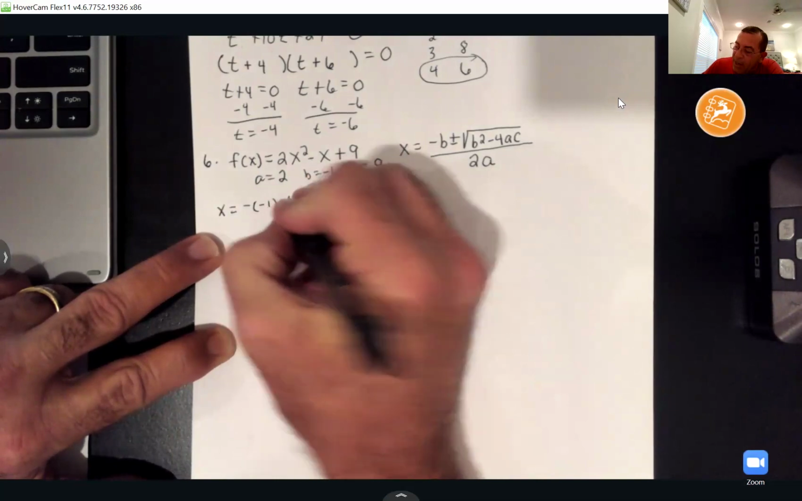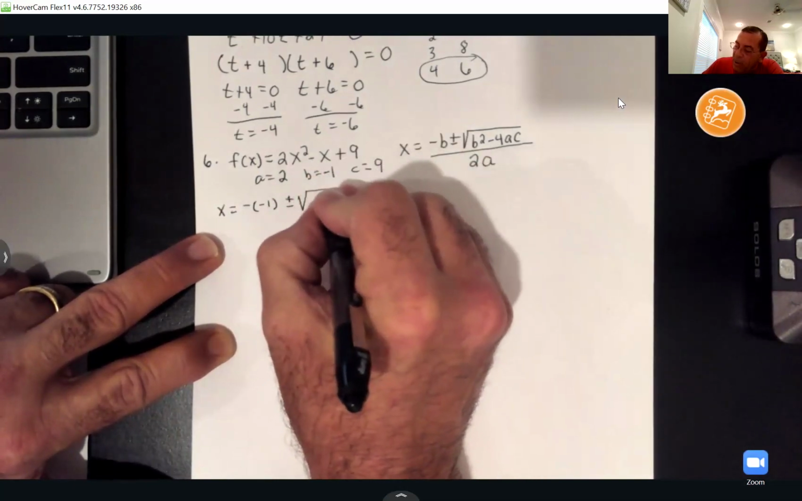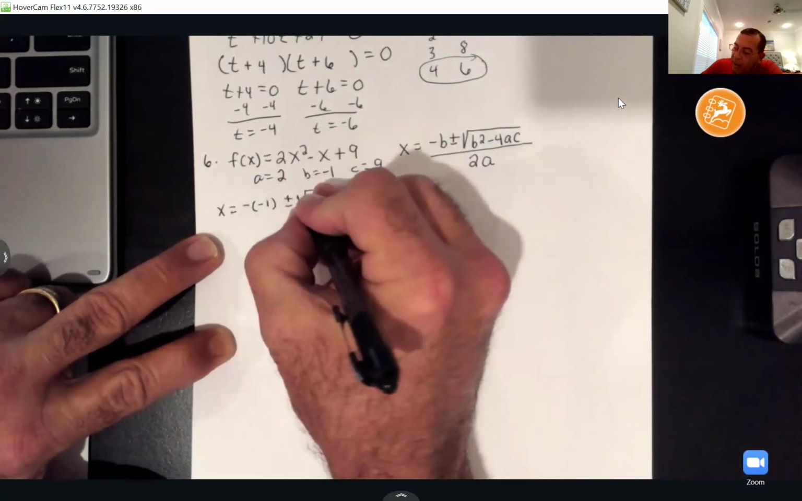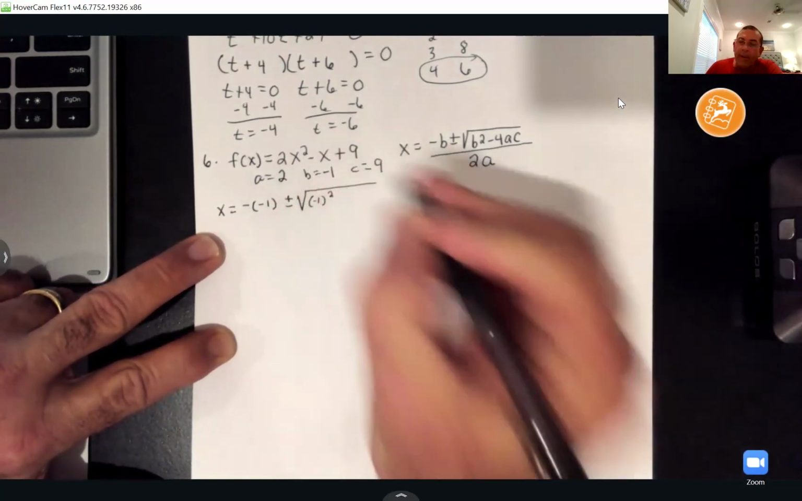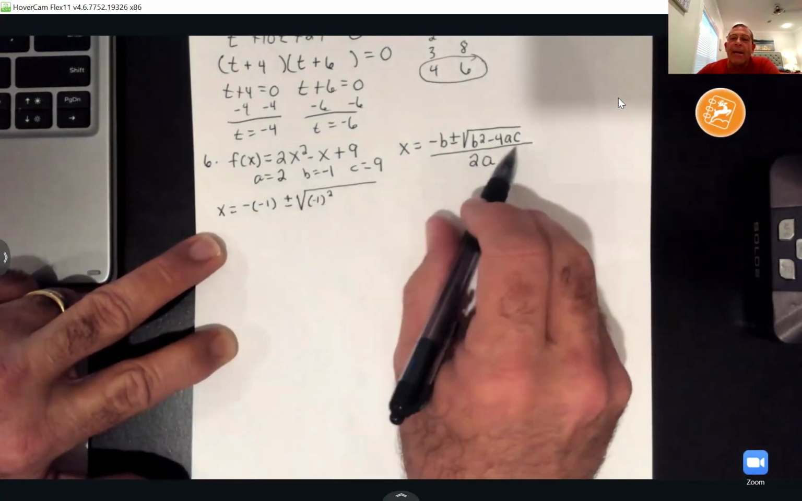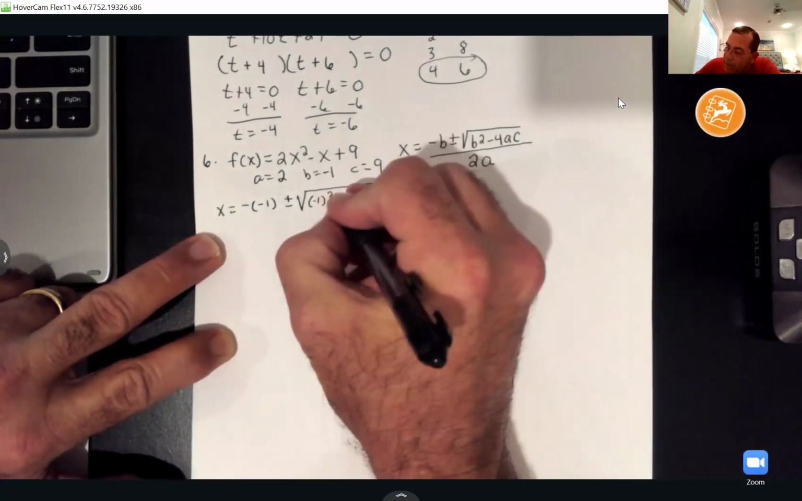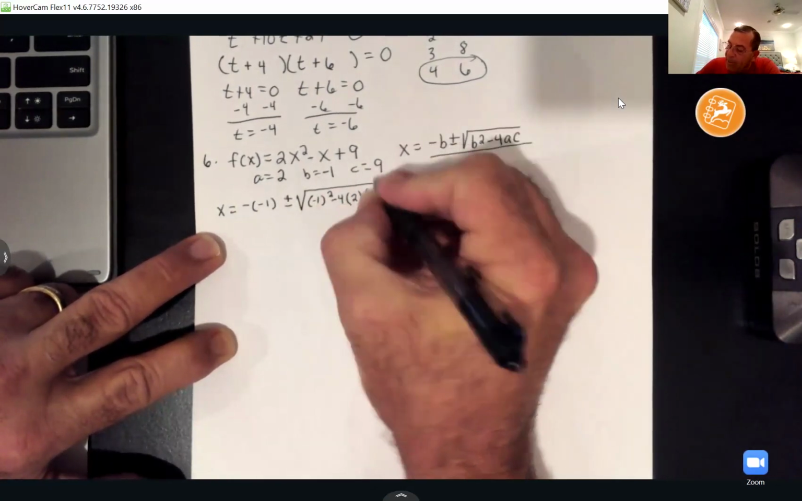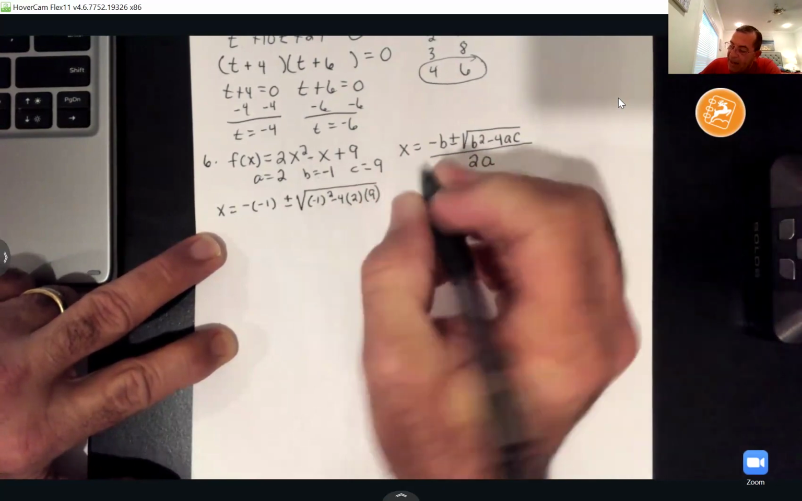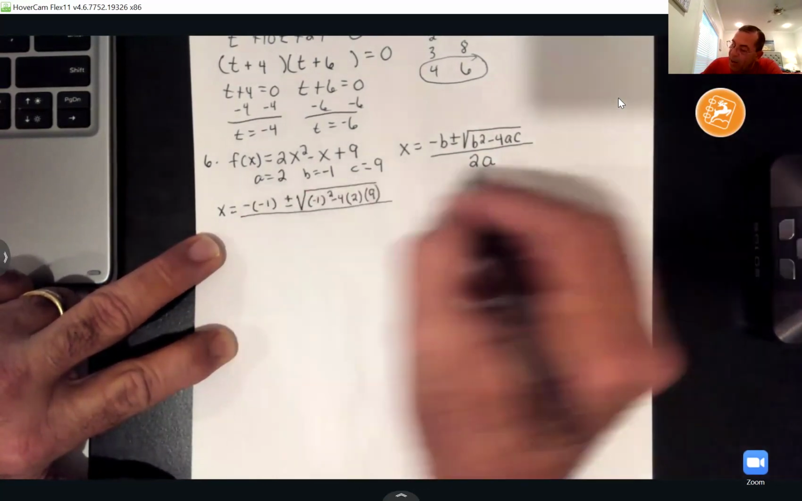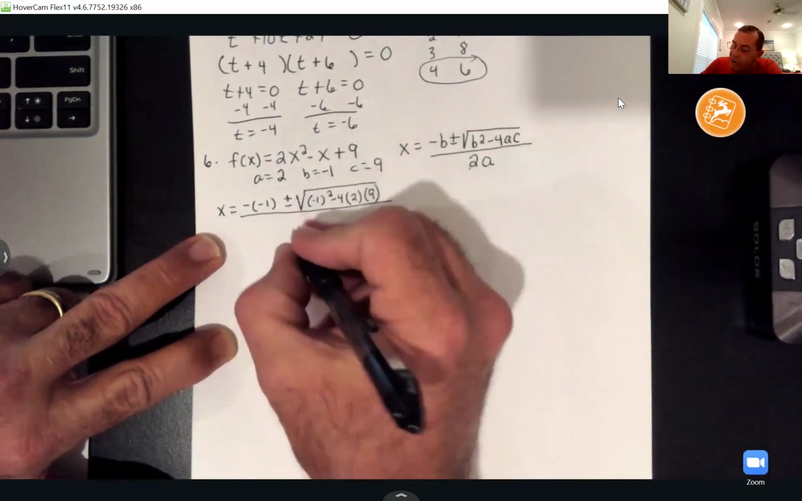And then plus or minus the square root. Well, b squared will be negative 1 squared. Make sure you put your negatives in parentheses every time. Minus 4 times my a, which is 2, and my c, which is 9. All of that over, the bottom is what? 2 times a, which is 2.